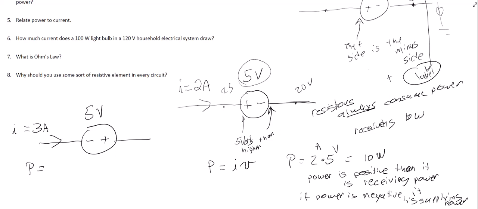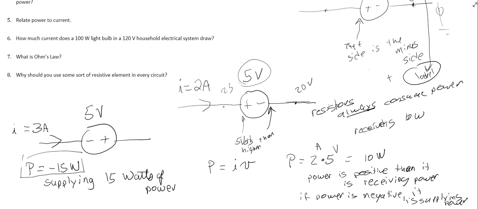then in this case my power is negative 15 watts and it is supplying power. And you would say it's supplying 15 watts of power. You would not say it's supplying negative 15 watts. You would either give this as your answer, power equals negative 15, or you would say supplying 15 watts of power. You never say it's supplying a negative amount of power. So the negative means it's supplying, but when you're writing it in words, either receiving or supplying, you always use the positive number.